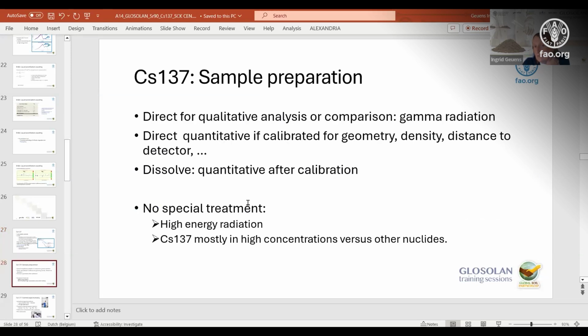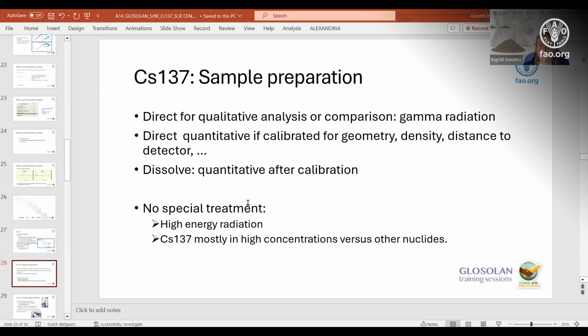The sample preparation is in fact very simple because you can measure directly on a sample. So you can measure directly for qualitative analysis, or to compare samples, you can put just your sample in the gamma detector. It's of course at that moment just a comparison of samples or a semi-quantitative result.